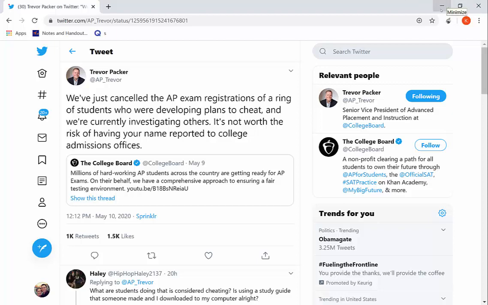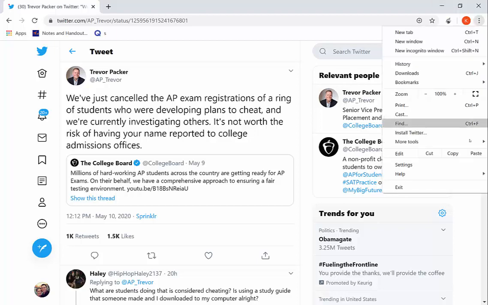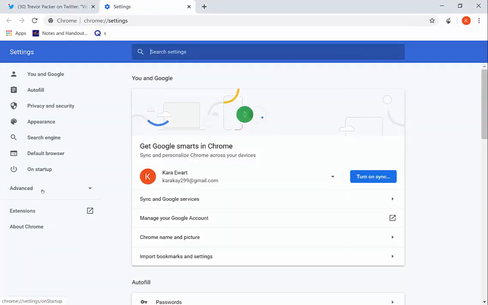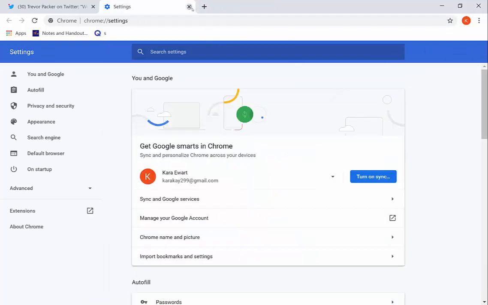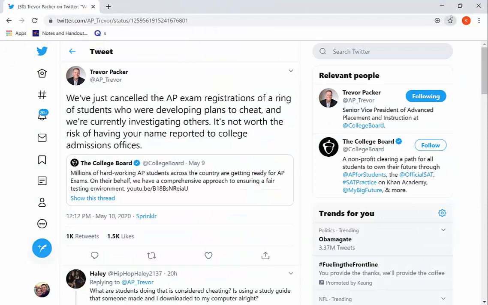So the big thing with the Chrome extensions is, if you have Grammarly as an extension for your English class, make sure you just go into settings, extensions. And then on Grammarly, like here's Google Docs, you would just turn Grammarly off. So if you have Grammarly, turn Grammarly off. Okay. And I guess it's gonna mess with the upload process. So that's all of that.